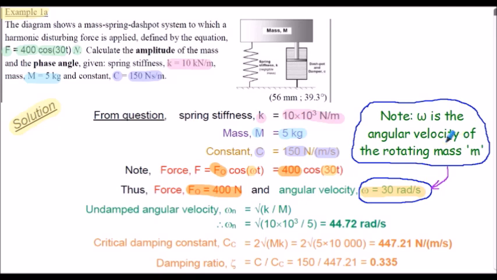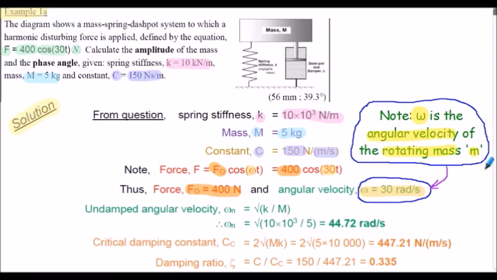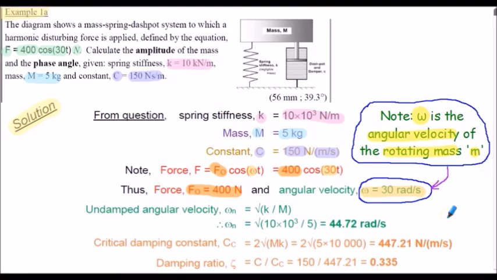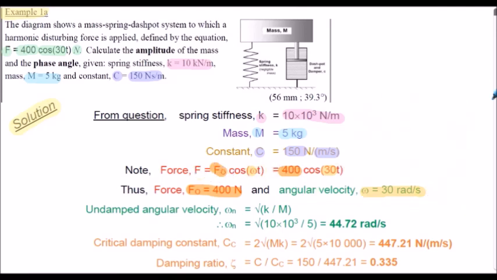Just note for reference that this omega value is the angular velocity of the rotating mass, lowercase m. So that's implicitly given in the formula for the disturbing force F. Now we can calculate the undamped angular velocity, omega n, which we'll need for our equations. That's the square root of k divided by m.